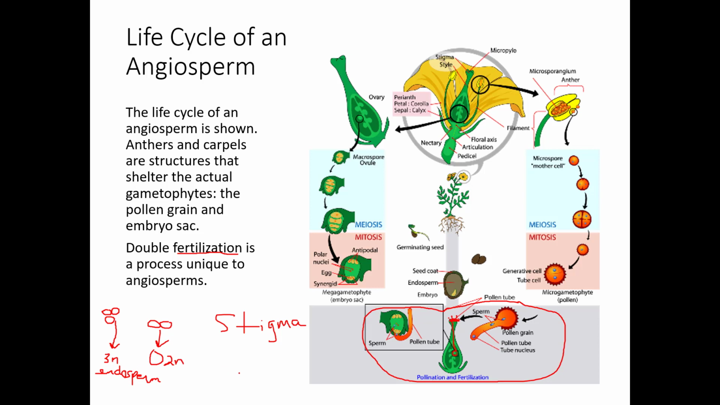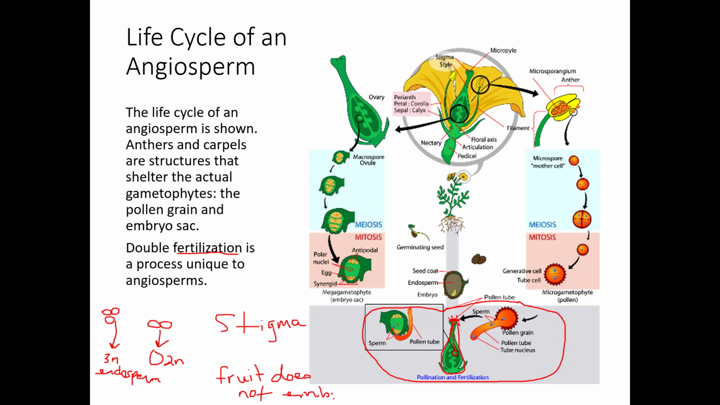And all seeds have endosperm. Now the fruit is going to form from this outer compartment called the ovary. And the fruit is not, this is important, the fruit is not food for the embryo. The seed itself contains the food for the embryo. It's called the endosperm. The fruit does not feed the embryo.